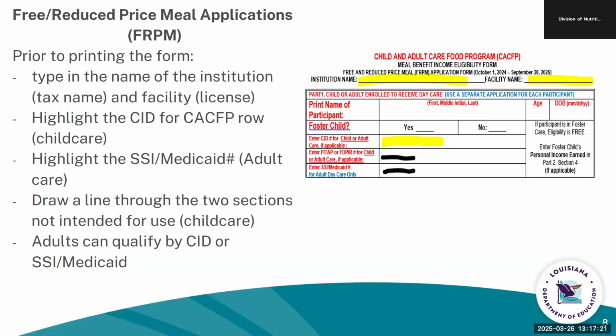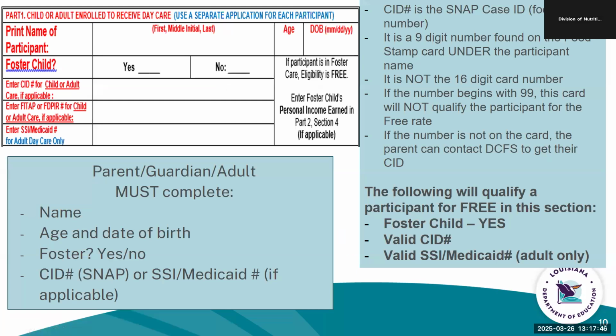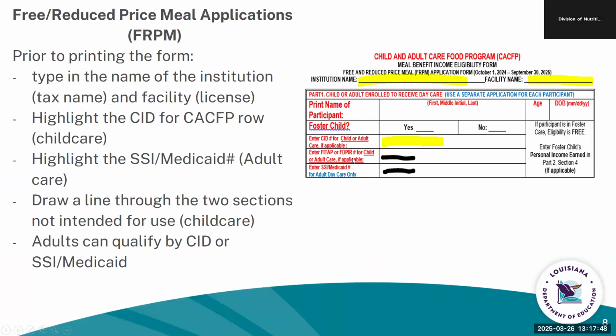That second line is a FITAP or FDPIR number. And if you wanted to black that out with a marker, and then if you are not an adult daycare only, go to that next line down right there that Tammy's highlighting with her mouse, that SSI or Medicaid number. Everybody seems to want to put the child's Medicaid number in that spot right there. But please don't. That is only for adult daycares.